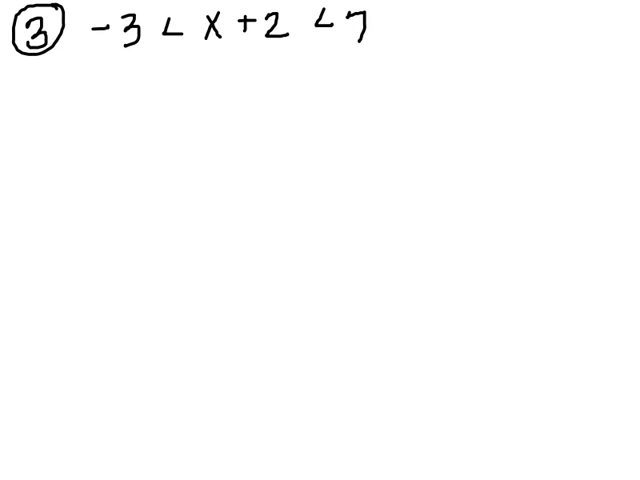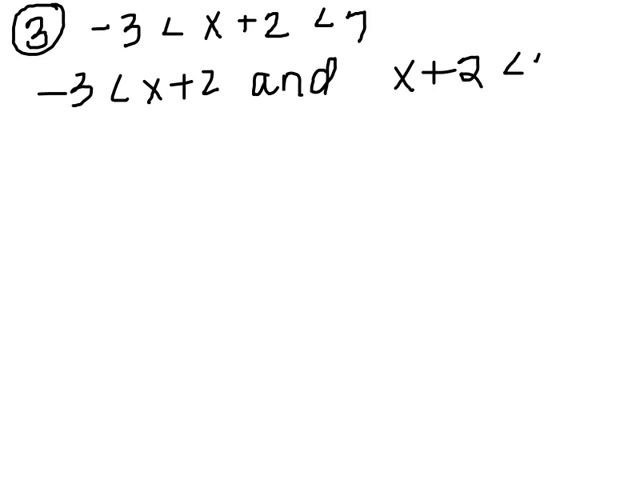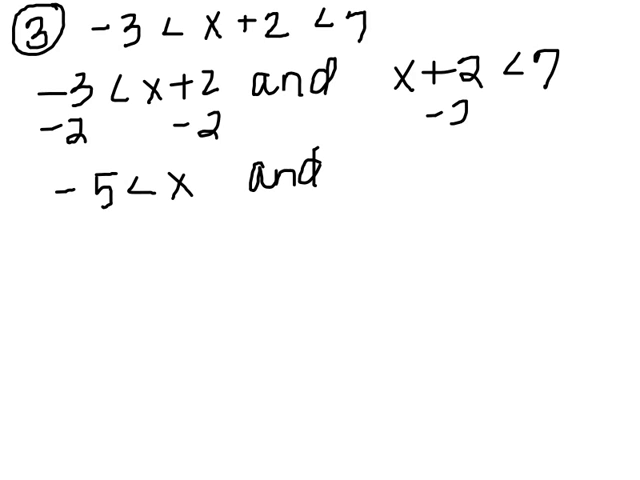So we can either write it as two separate problems. So negative 3 is less than x plus 2, and x plus 2 is less than 7. Then we use all of our inverses that we've been using, and we're going to subtract 2 from both sides. So negative 5 is less than x, and we're going to do the same thing on the other side. So subtract 2, and x is less than 5.